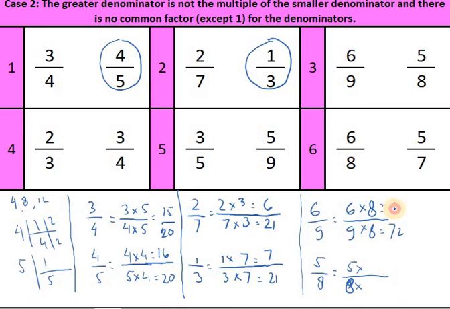6 times 8 is 48. And on this side, you need to multiply by 9, which gives 45. The other denominator is 72. Now we have the same denominator. After that, we just do the comparison, and this one, 6 out of 9, is greater, right?